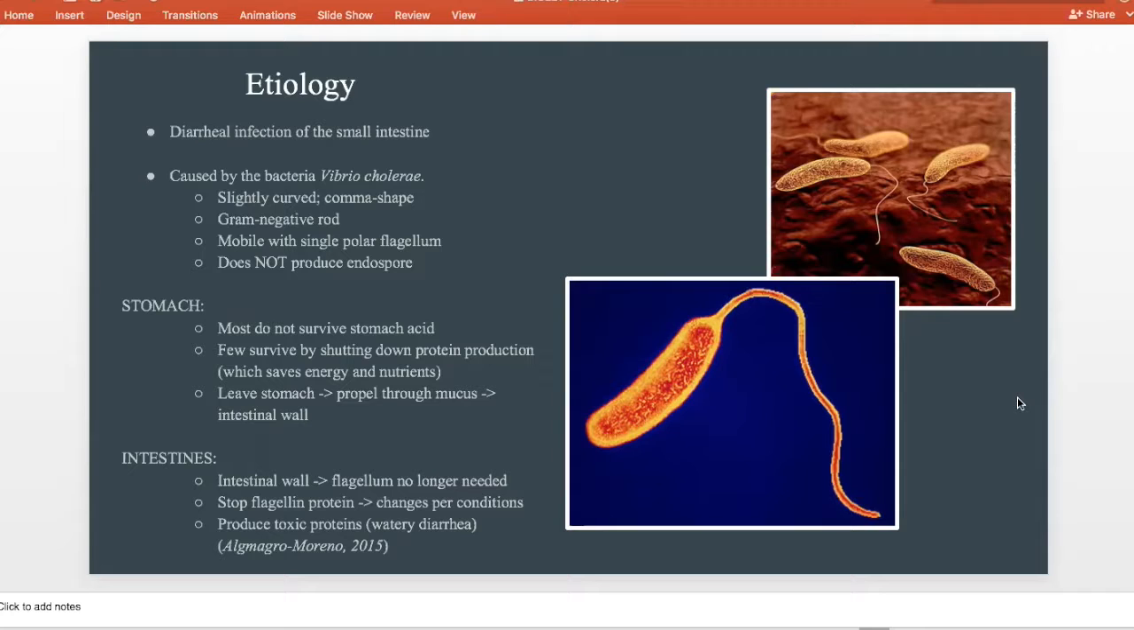Upon leaving the stomach and entering into the intestine, the bacteria must propel themselves through the mucus layers and into the intestinal wall. They do that with the use of that flagellum. In the intestinal wall, the bacterium is able to thrive and survive. The flagellum is no longer needed, so the bacteria stop producing the flagellin protein and change their protein production because of the changing conditions. They begin to then produce a toxic protein, which spreads through the feces and gives the patient watery diarrhea.